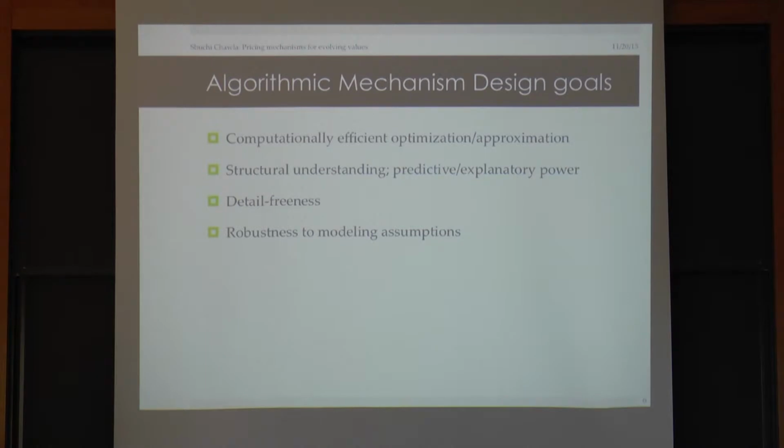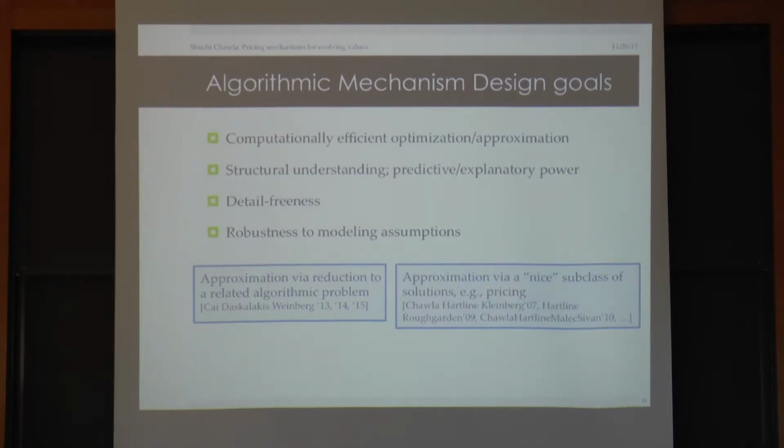And likewise, robustness to modeling assumptions, such as what the utility functions of people look like, etc. So these are all important things. And let me briefly mention two broad techniques that have emerged in algorithmic mechanism design over the last 5 or 6 years.